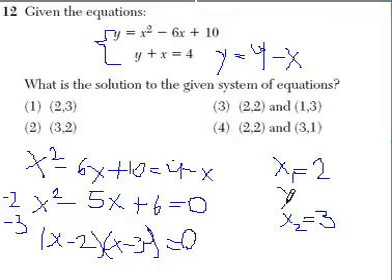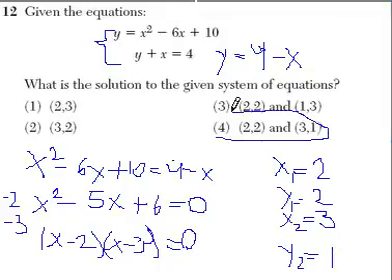Now, all we need to do is to find the y coordinates of those solution points. So it's easy to do if we plug in our value of x into the second equation. So for x equals 2, we have 4 minus 2, which equals 2. So the y coordinate would be 2. For x equals 3, we'll have 4 minus 3 equals 1. So one solution would be (2, 2), and the second one would be (3, 1). Which means, looks like our answer is answer number 4.